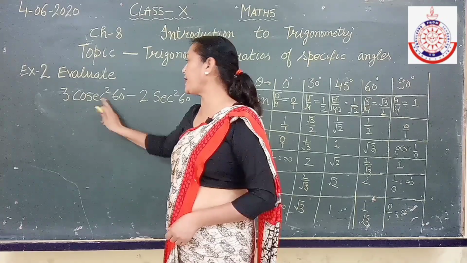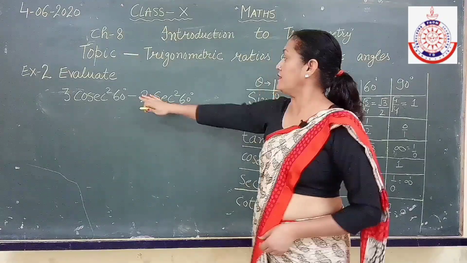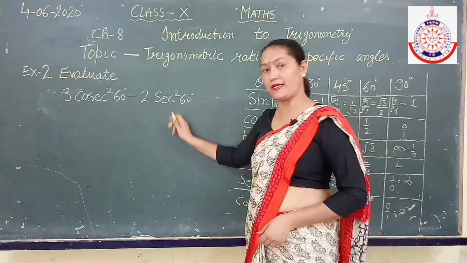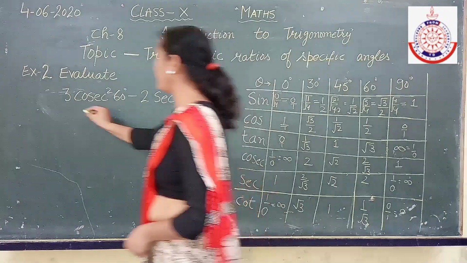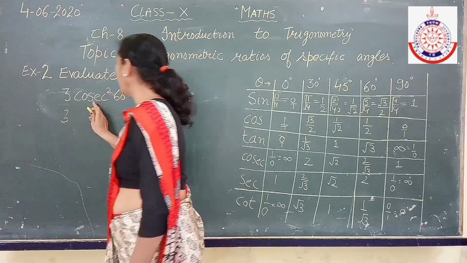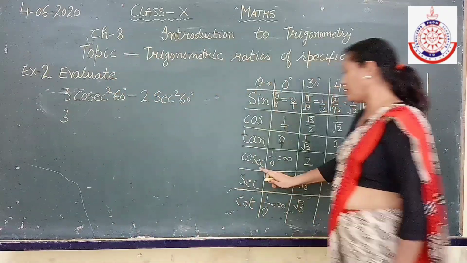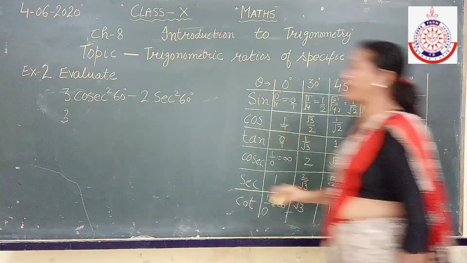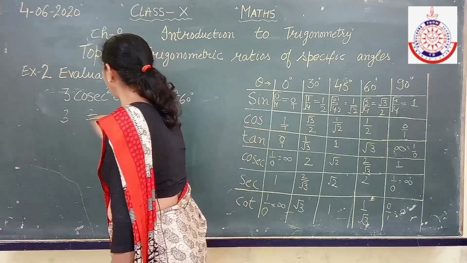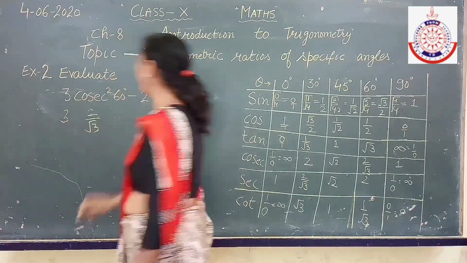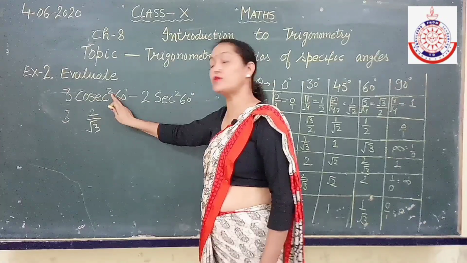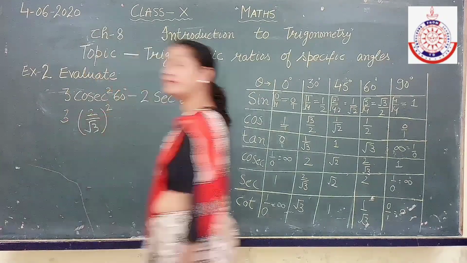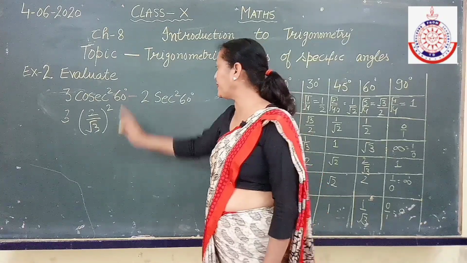Three into cosecant square 60 degree minus 2 secant square 60. Again, we will be putting the values and getting the solution. Now see, 3 will come like this only. Cosecant 60 value is 2 upon root 3. But see, it is cosecant square, so the square will come. Whatever power is given, we will be putting there.